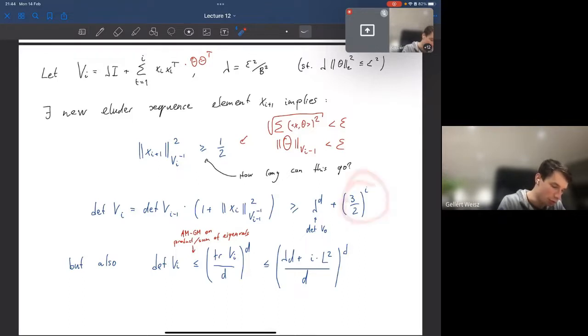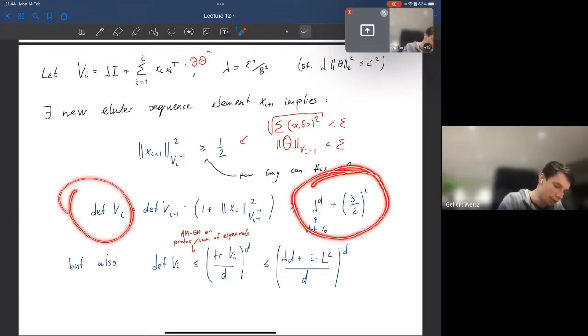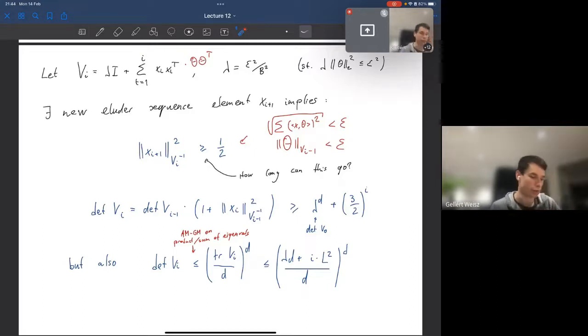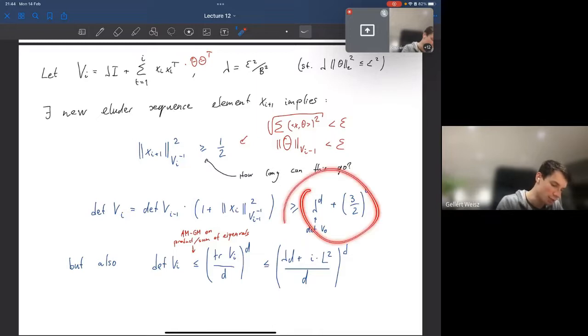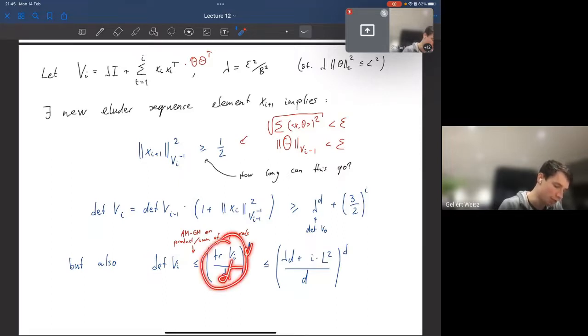And then for the rest of them, because of this condition, because it's in a Lüder sequence, these have to be at least 3/2. So if you can continue this for i steps, then the determinant will have to be at least this big, which is to say that the eigenvalues grow, because the determinant is the product of the eigenvalues, and this is going to be huge. It grows exponentially. But then, how quickly can this determinant grow? It can't grow that quickly for very long, because you can bound the determinant by the trace over D to the D. This is just the arithmetic-geometric means inequality, because the determinant is the product of eigenvalues and the trace is the sum of eigenvalues, so you use AM-GM.